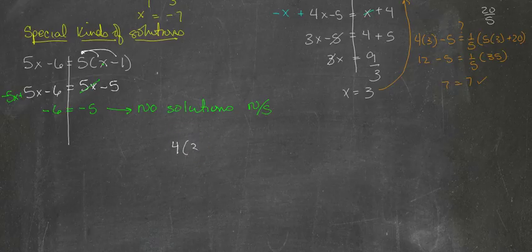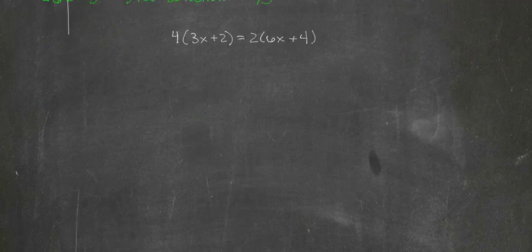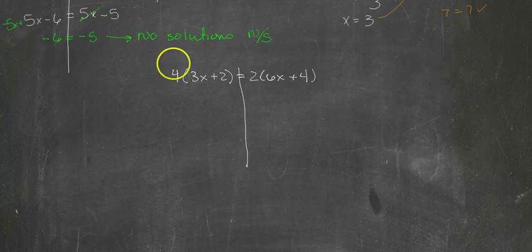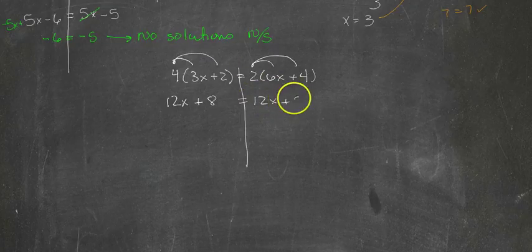4 times the quantity 3x plus 2 equals 2 times the quantity 6x plus 4. Okay, so let's solve this one. Again, I'm going to do my distribution. So 4 times 3x is 12x. 4 times a positive 2 is plus 8. And that equals 2 times 6x is 12x, and 2 times a positive 4 is plus 8.